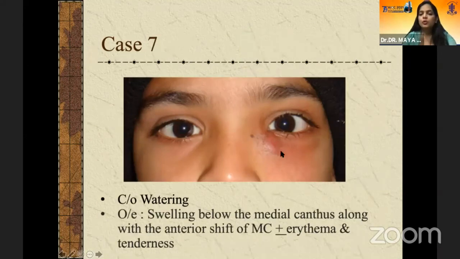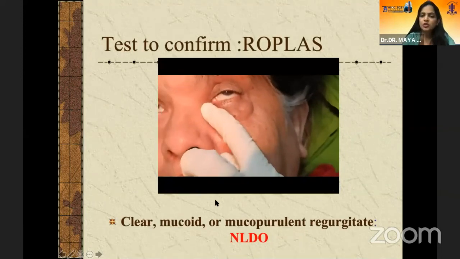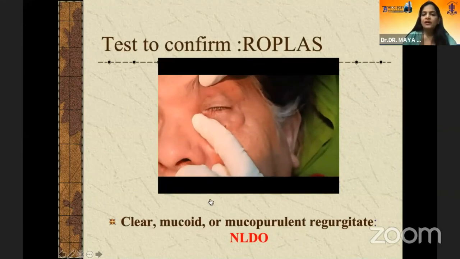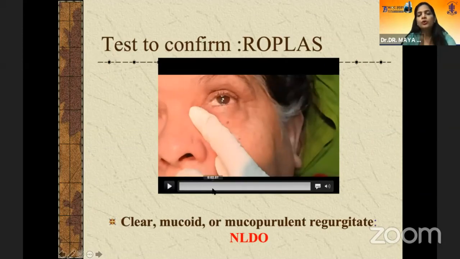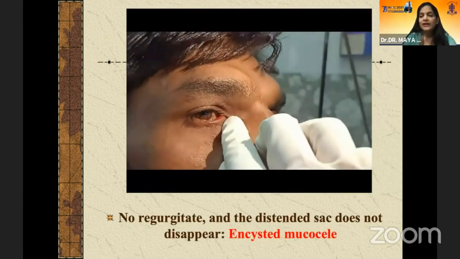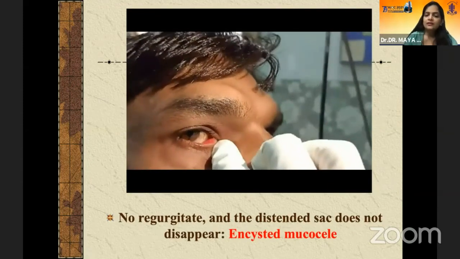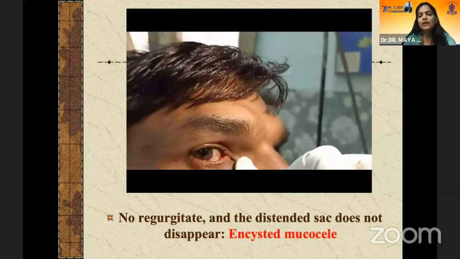In case of watering with presence of erythema and swelling just below the medial canthal region, this is most likely an acute dacryocystitis due to chronic nasolacrimal duct obstruction. And to check for the nasolacrimal duct obstruction, the test you have to perform in OPD is the regurgitation test. And if you get a clear mucoid or mucopurulent regurgitate on the regurgitation test, it is diagnostic of an NLDO. In case you don't get regurgitation positive and there is a cystic swelling that does not disappear on pressure over the lacrimal sac region, then this is suggestive of an encysted mucocele. That can also come as a short case.